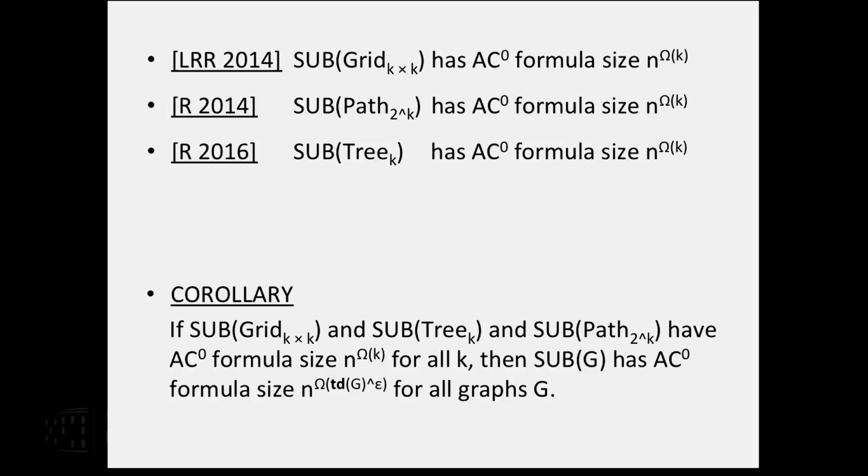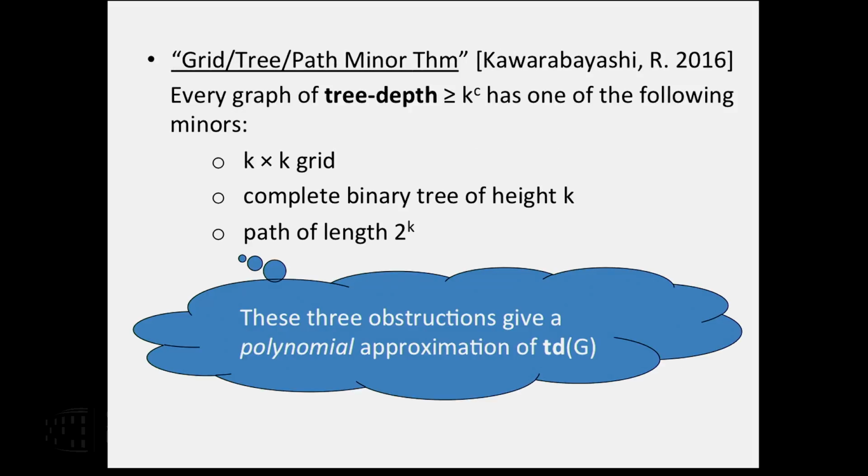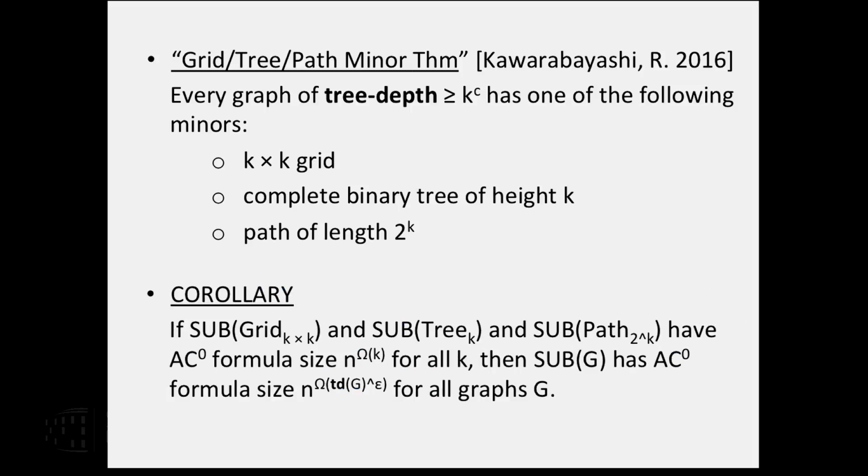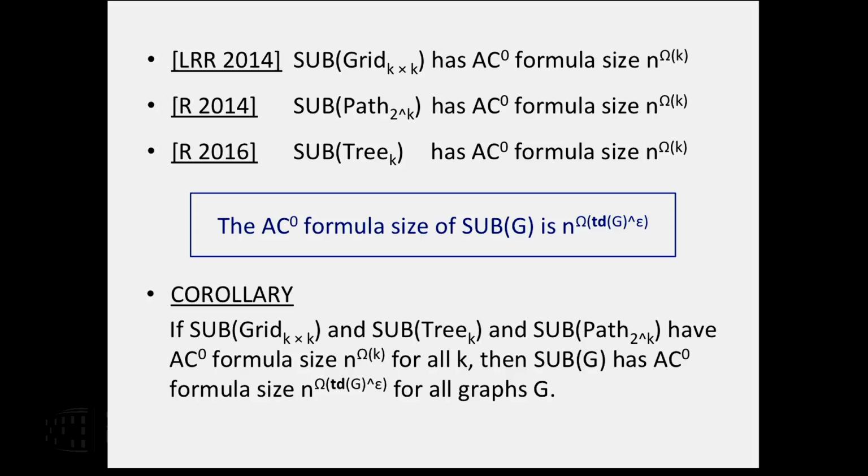And then the only new ingredient is extending this similar proof idea to work for the complete binary tree of height k. This is unpublished, upcoming work, and I should mention this was published as a SIGLOG column recently, but it will be appearing in the next ITCS. These results give that the AC0 formula size of the G subgraph isomorphism problem is n to the poly tree depth.